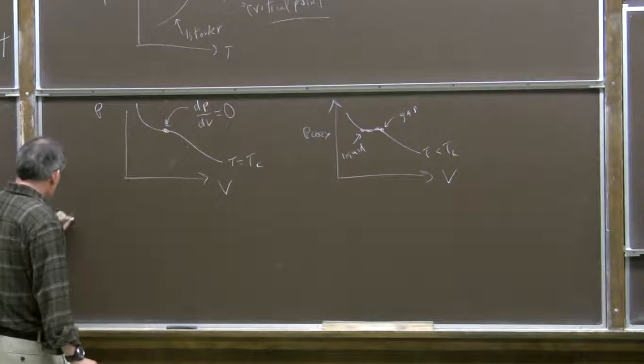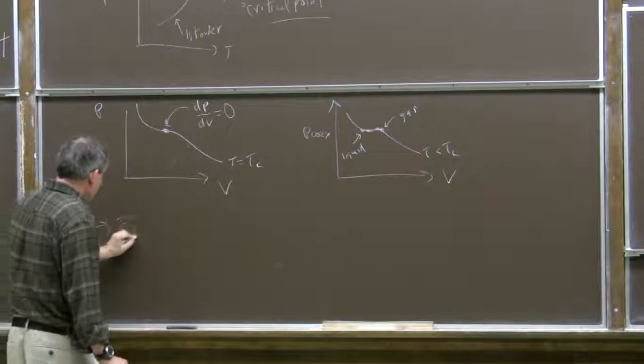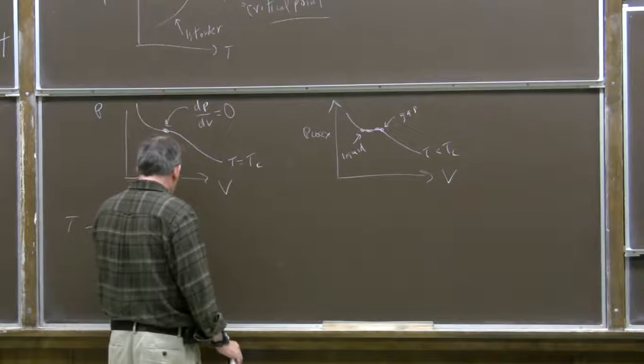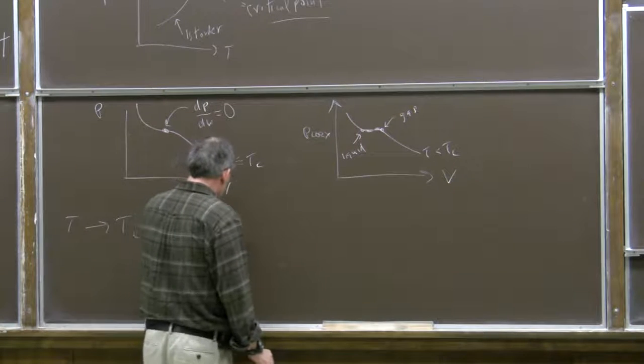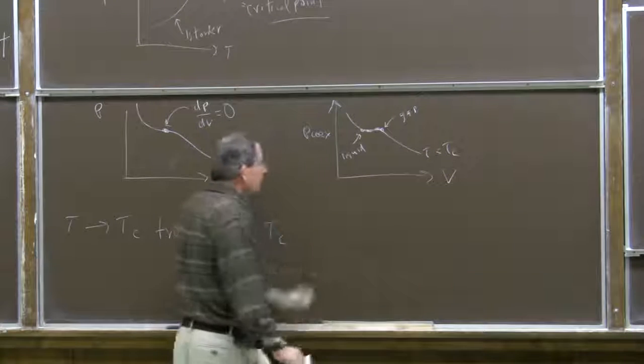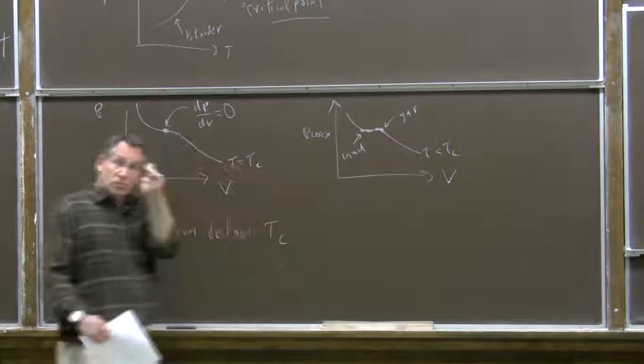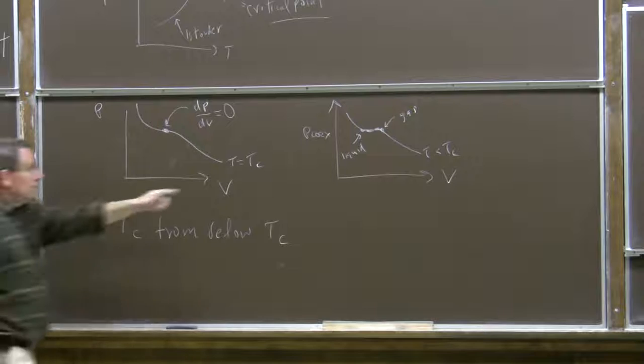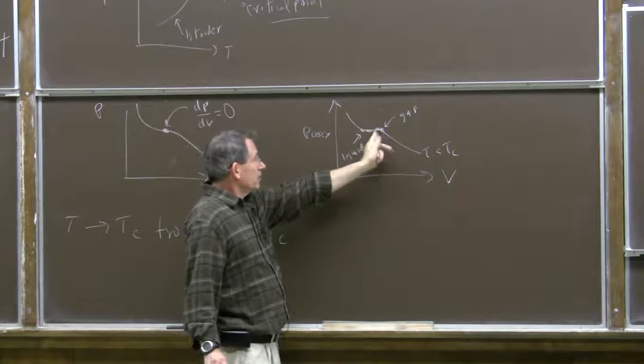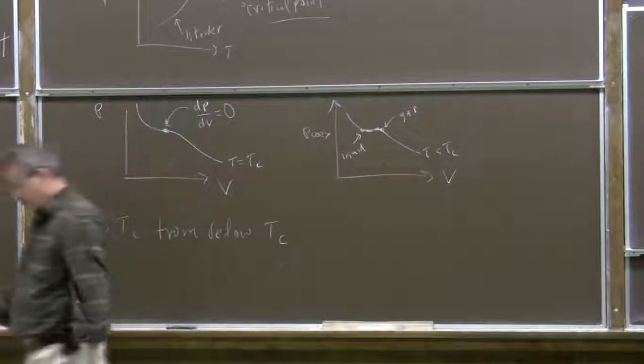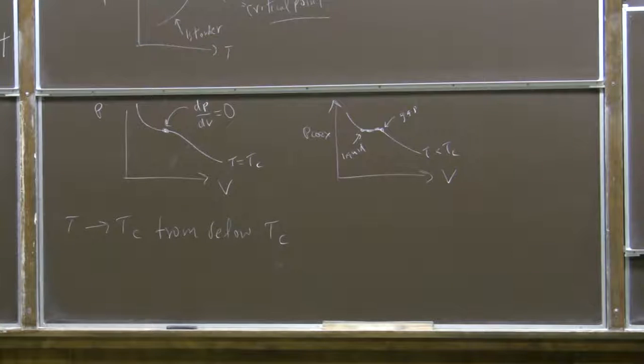So we'll consider tau going to tau c from below tau c. Here we have a picture like this, where the 2 points corresponding to the volume of the liquid and the gas are very close together. And let's try to compute how that discontinuity in volume behaves when the temperature is close to the critical temperature in the van der Waals model.